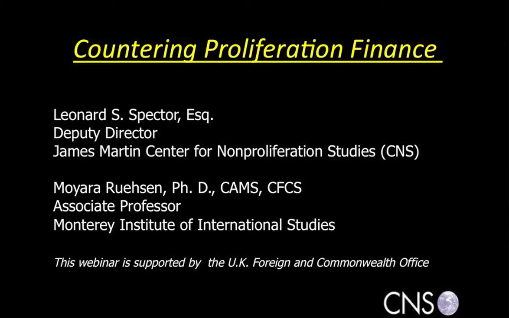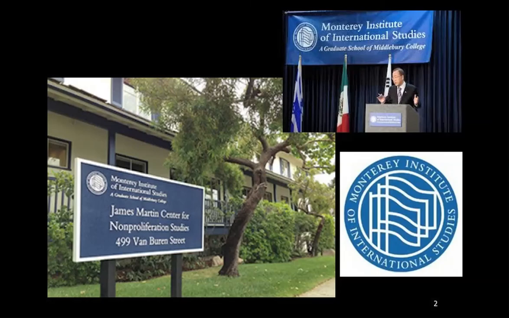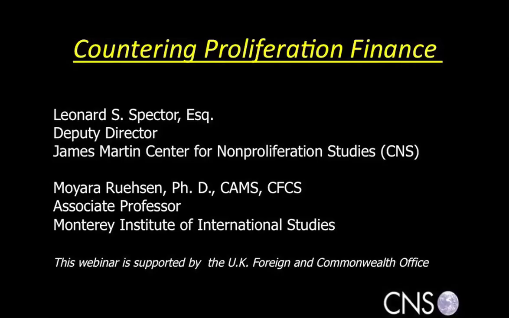I'm Leonard Spector, Deputy Director of the James Martin Center for Nonproliferation Studies, a research unit at the Monterey Institute of International Studies. I'm based in our Washington, D.C. office. For the past several decades, I've been working on proliferation issues in the U.S. government and at think tanks here in Washington.